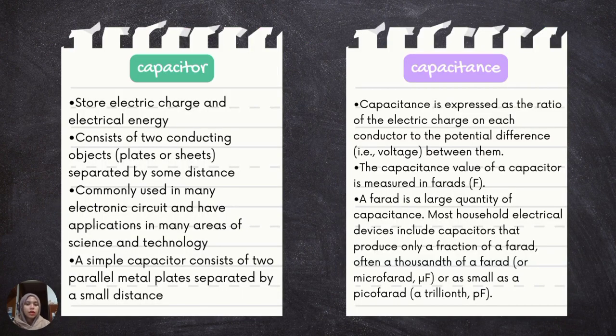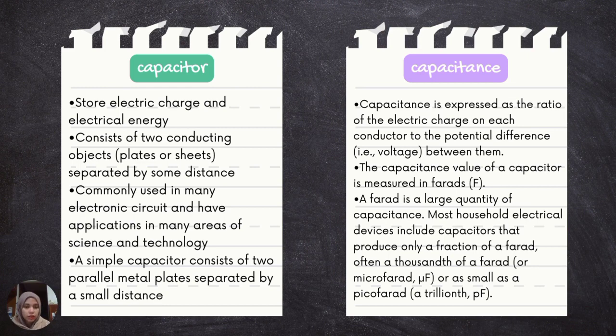Okay, so this is the difference between capacitor and capacitance. A capacitor stores electric charge and electrical energy and consists of two conducting objects, that is plates or sheets, commonly used in electronic circuits and with applications in many areas of science and technology. A simple capacitor consists of two parallel metal plates separated by a small distance.